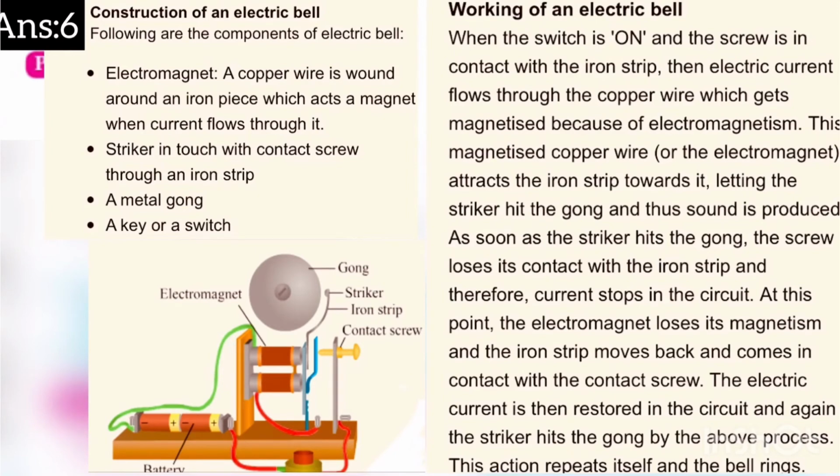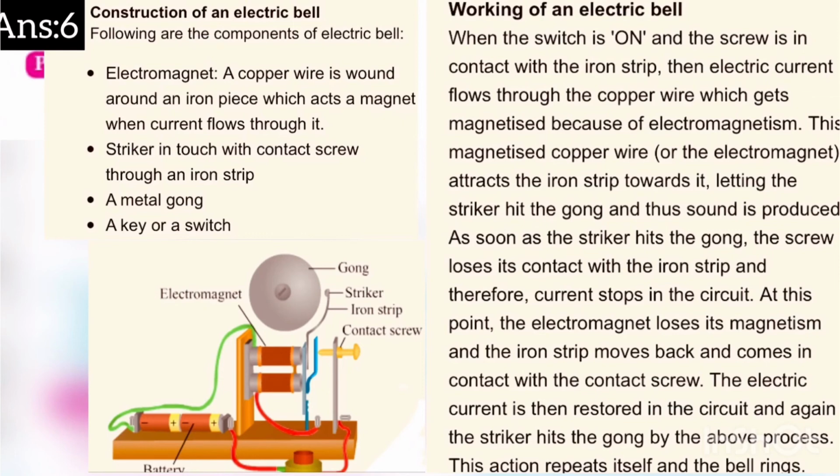When the switch is on and the screw is in contact with the iron strip, then electric current flows through the copper wire which gets magnetized because of electromagnetism. This magnetized copper wire or the electromagnet attracts the iron strip towards it, letting the striker hit the gong and the sound is produced. As soon as the striker hits the gong, the screw loses its contact with the iron strip and therefore current stops in the circuit.